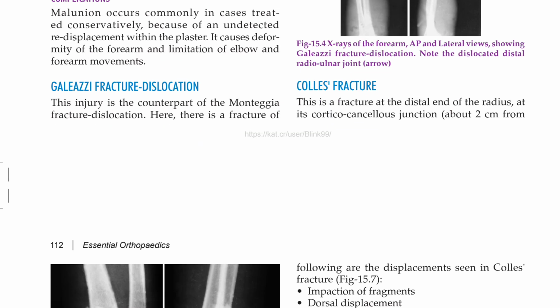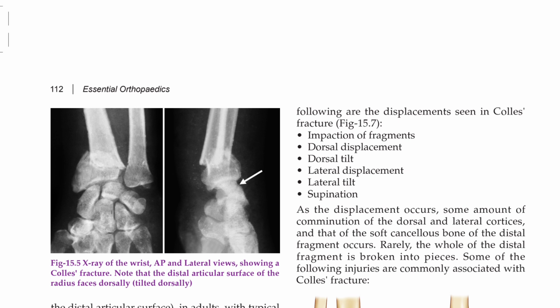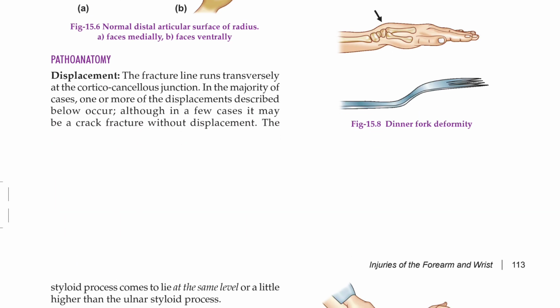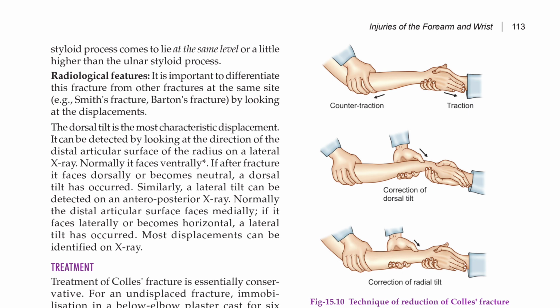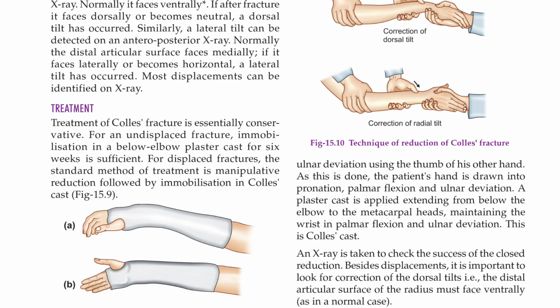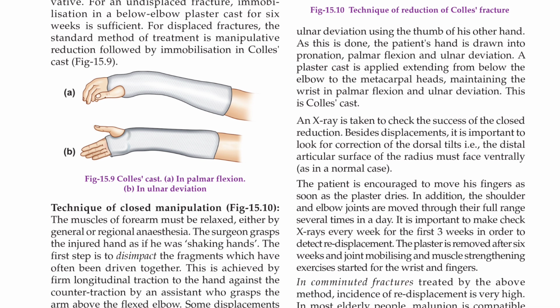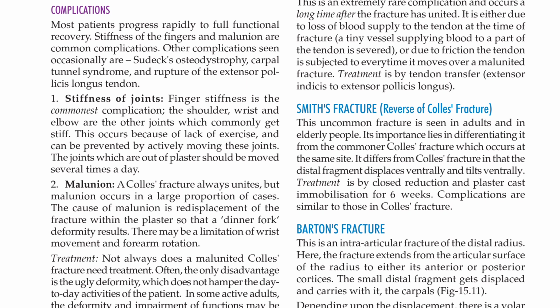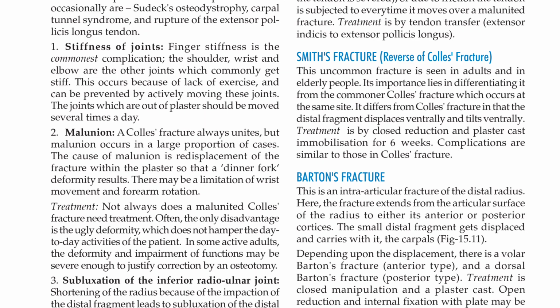Galeazzi fracture dislocation, Colles fracture, dinner fork deformity. So for Colles, counter traction and traction, then correction of dorsal tilt and correction of radial tilt. So palmar flexion and ulnar deviation में रखेंगे. Then a Smith fracture. A Smith fracture is reverse of Colles. It's uncommon, seen in adult and in elderly people. Importance lies in differentiating it from the common Colles fracture which occurs at the same site.